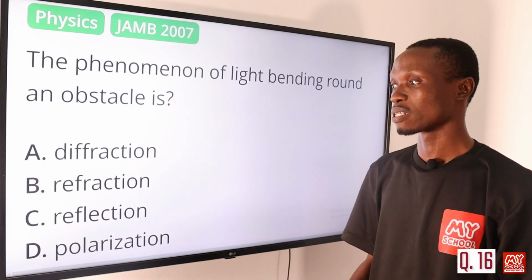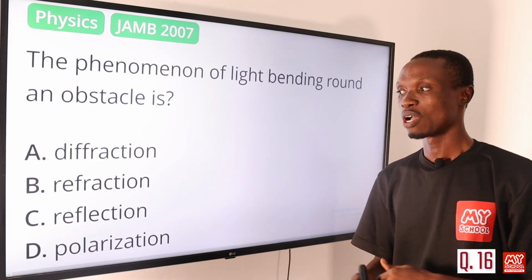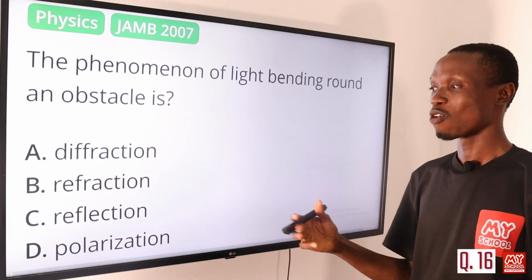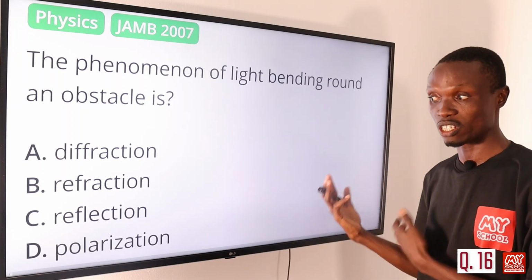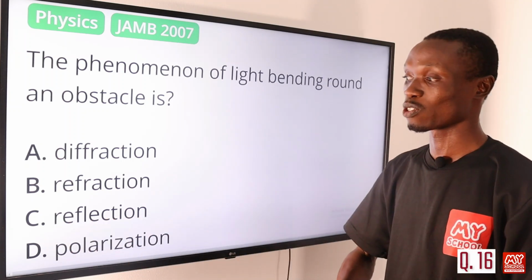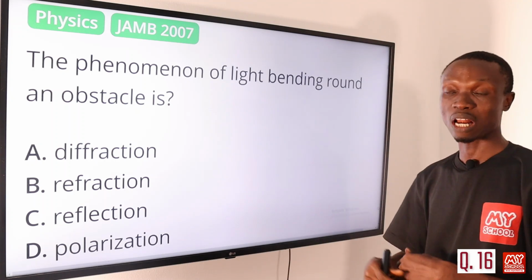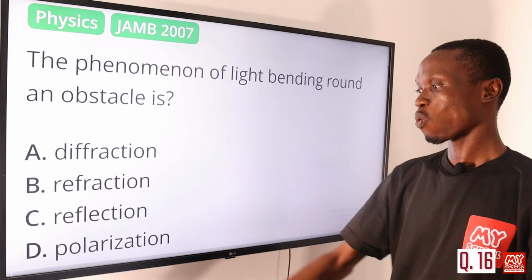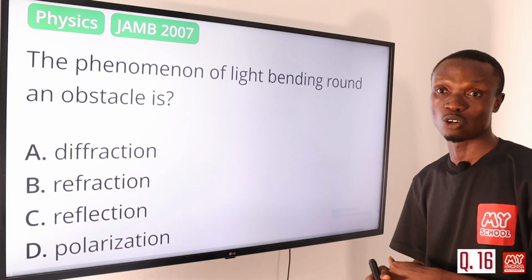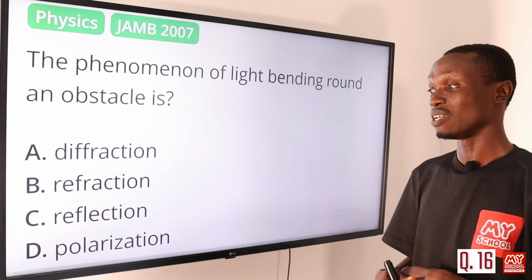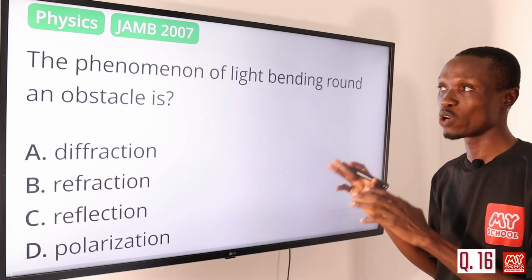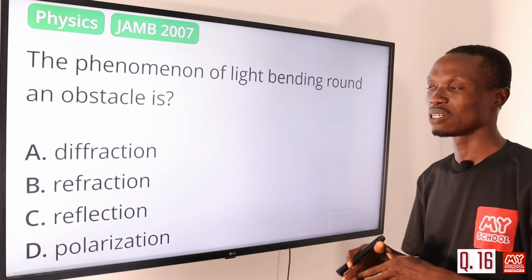When we talk about option B, refraction has to do with the change in direction of a light wave as it passes from one medium to another due to a change in speed. Reflection has to do with the bouncing back of light waves when they hit a reflective surface such as a mirror. Option D, polarization, has to do with the orientation of a light wave in a specific direction. But remember, the answer to this question is diffraction, which is the phenomenon of light bending around an obstacle.